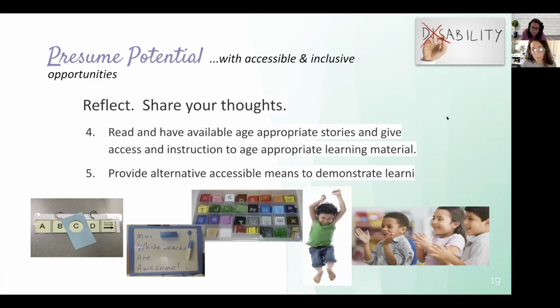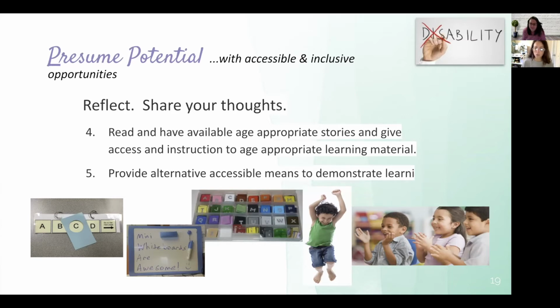More great points here. I love this one. After every single one, I'm like, that is the most important. And then you read the next one, and I'm like, that one is. And now we're here at this one: read and have available age-appropriate stories, and give access and instruction to age-appropriate learning materials. So I feel like this is a huge one.